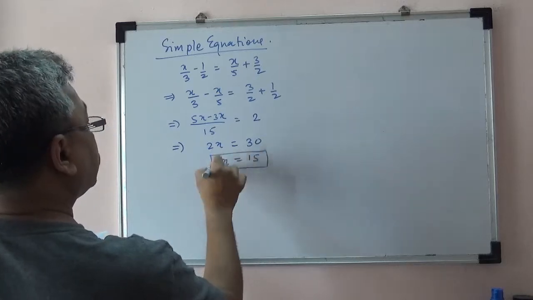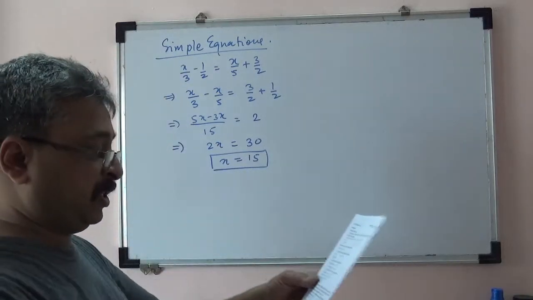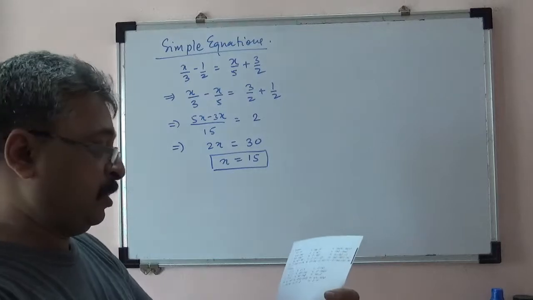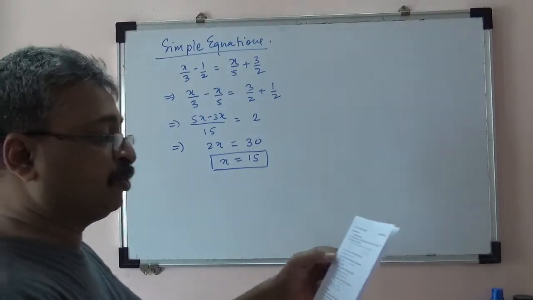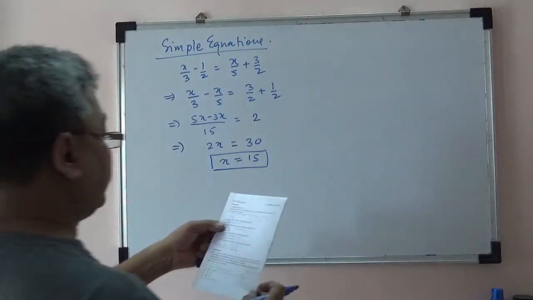Fairly simple. So this type of simple equations are given in your exercise number 1. They are many in number, 12. You should solve them, practice, and check whether your answers are correct or not.